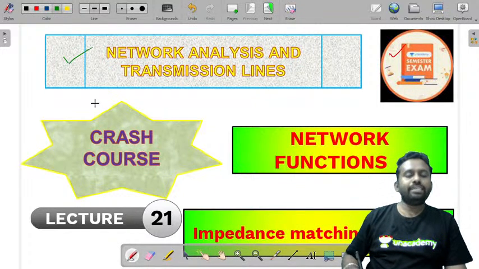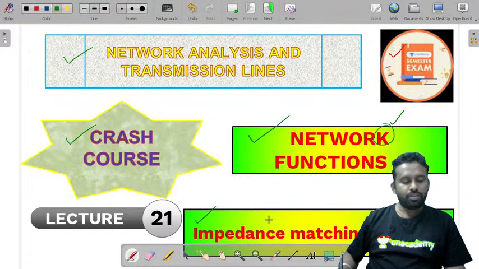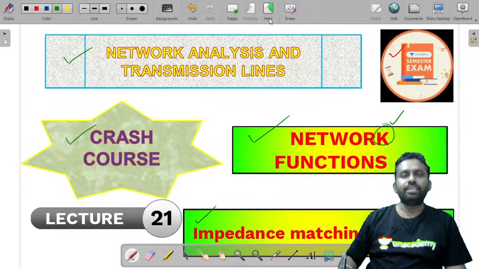The course we are dealing with is Network Analysis and Transmission Line. It's a crash course, and network functions is our topic of interest. And today we'll be dealing with impedance matching network. We'll be studying impedance matching network.